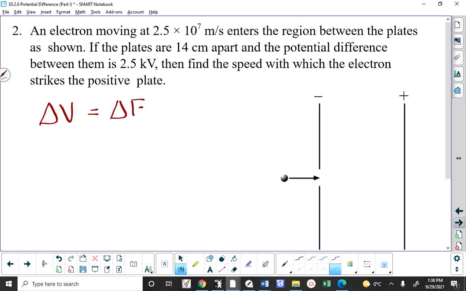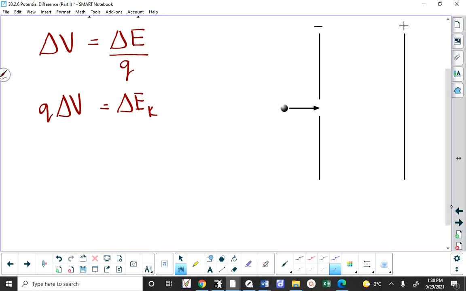Change in energy over charge equals voltage. We can cross multiply. Q delta V equals change in E, which is kinetic, because it's accelerating. Which means we have Q delta V equals a half mv squared, and that would not work because it doesn't start from rest. It already has kinetic energy when it enters this region. It's going to be 1/2 mvf squared minus 1/2 mvi squared.